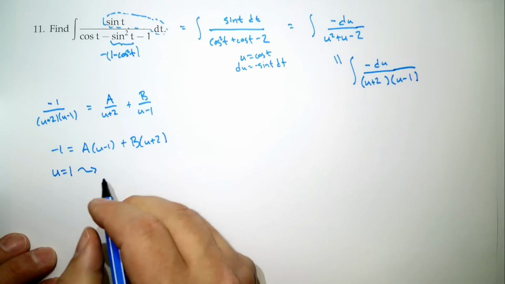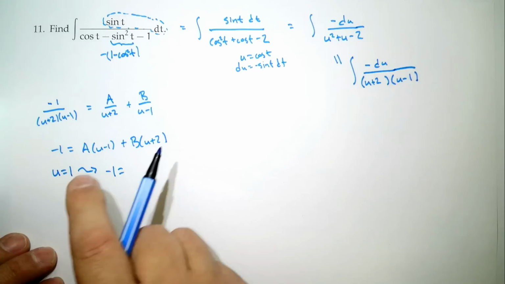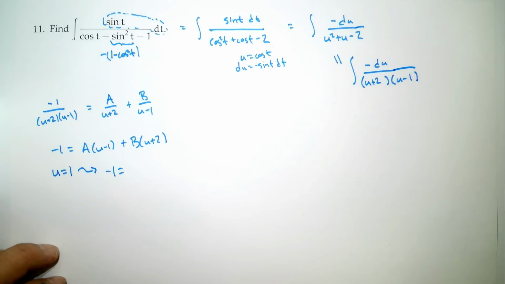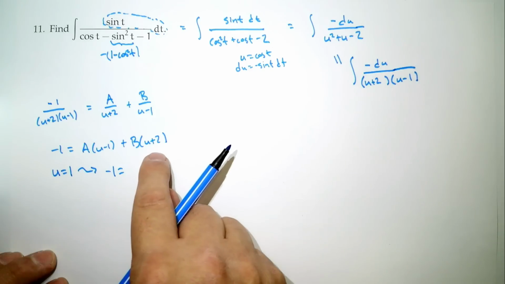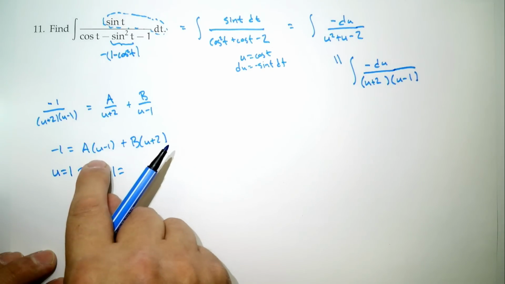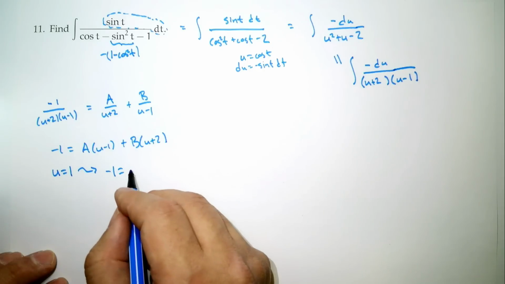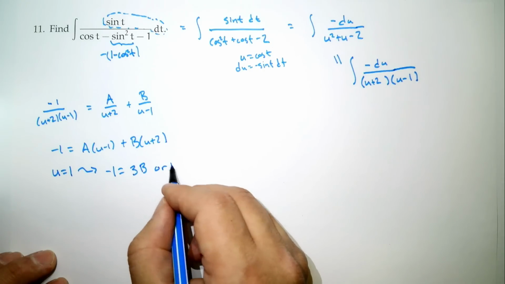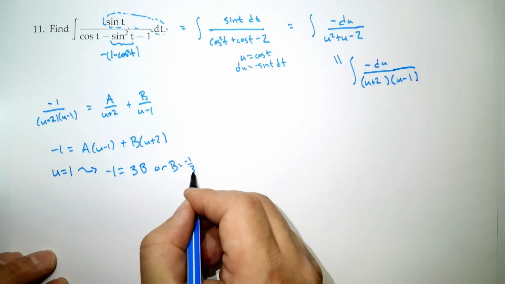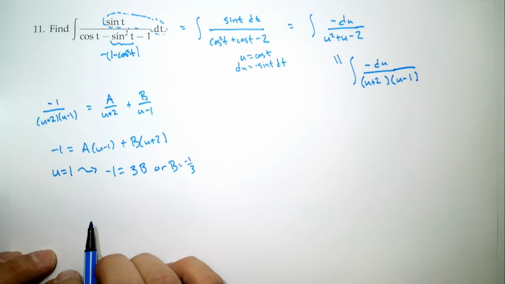Plugging in u equals 1, we'll get negative 1 on the left-hand side. On the right-hand side, because we made a good choice, remember we only make the good choices, like going to Iowa State, when we plug in 1, we'll get a times 0 plus b times 3. So that says that b needs to be negative 1/3. What else can we do?